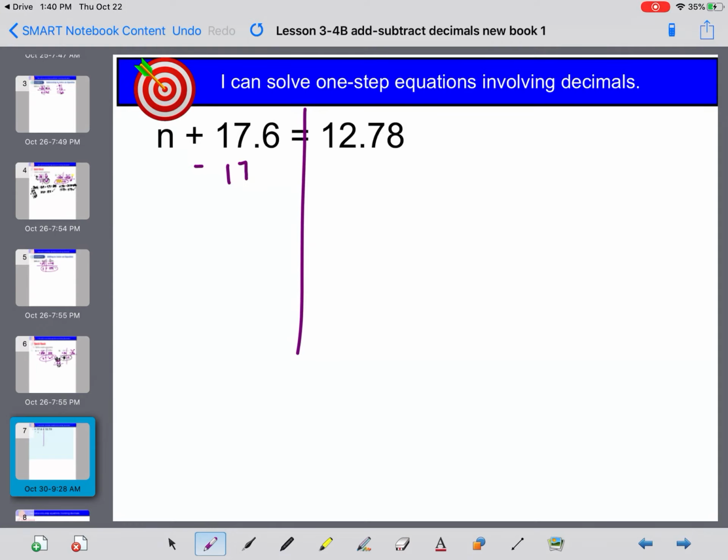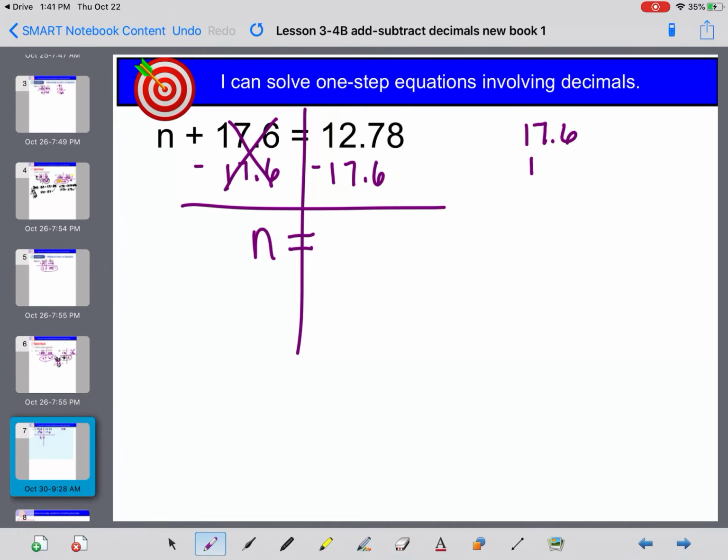I notice that I'm adding 17 6/10, so I will subtract 17 6/10 from both sides, making sure that when I add or subtract decimals, I line up that decimal point. Now, here is one of those examples where the 17 6/10 is bigger than 12 78/100, so making it difficult to subtract. So I'm going to switch those around and do a side problem over here on the right so that I can find the difference. Then I'm going to write the real answer next.